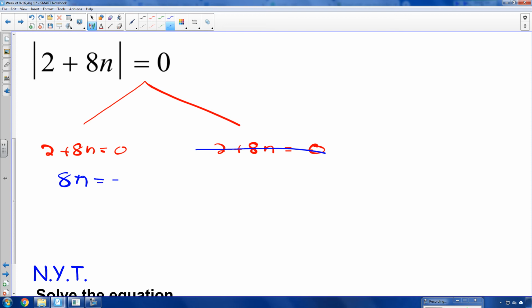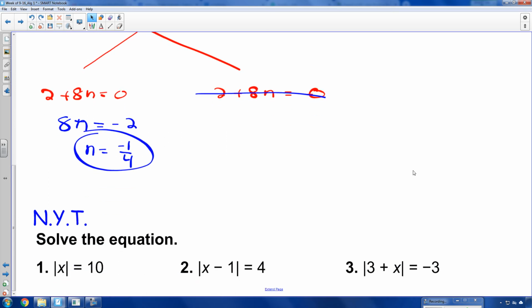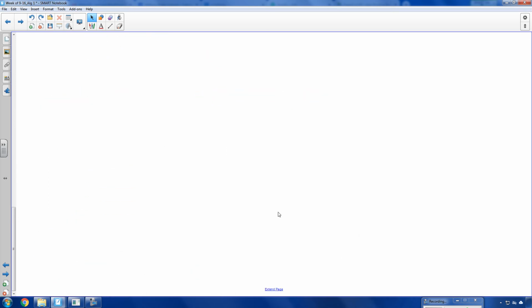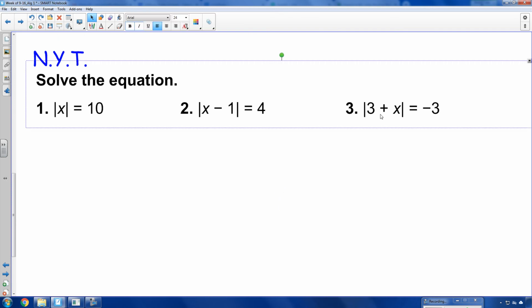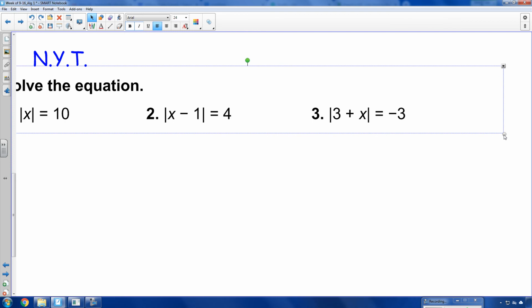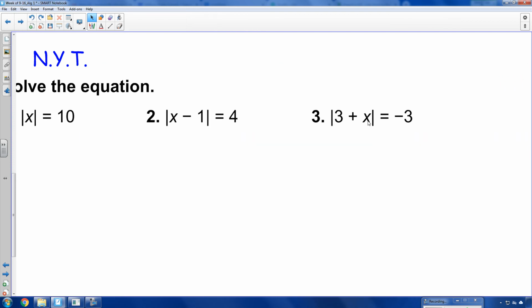So now what I want you to do is pause the video and try these equations down below. It says NYT. If you don't know what NYT means, because you're towards the beginning of the course now, NYT stands for now you try. I like to have you guys try the problems. So pause the video and give these 3 problems a shot.